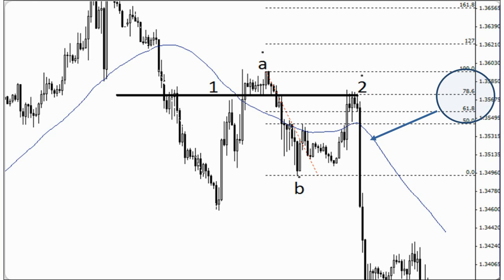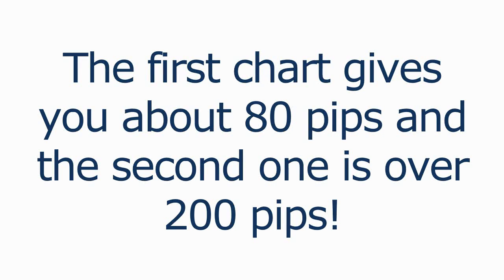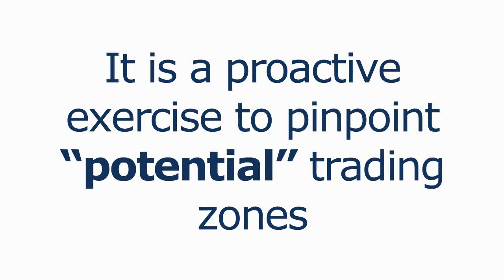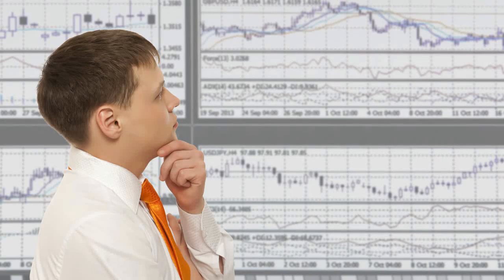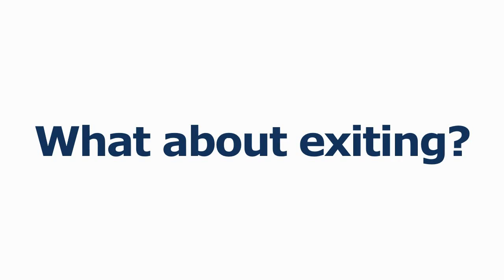It's an exercise. Go through charts and just see how price reacts to that level. And the first chart gives you about 80 pips, and the second one over 200 pips. A confluence is a great thing to look for when going over your charts. It's a proactive exercise to pinpoint trading zones that, if price returns to, you can look at to take some action. Even better, it can force you to be more selective in your trades, which can really alleviate that disease of overtrading. Now, since we can enter the market using confluence, what about exiting?